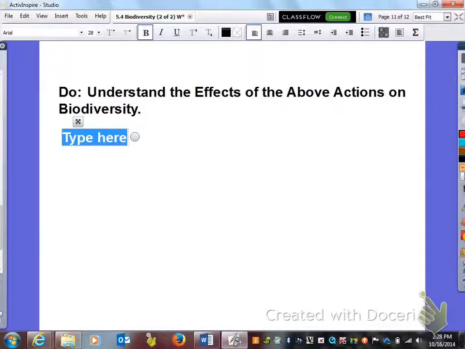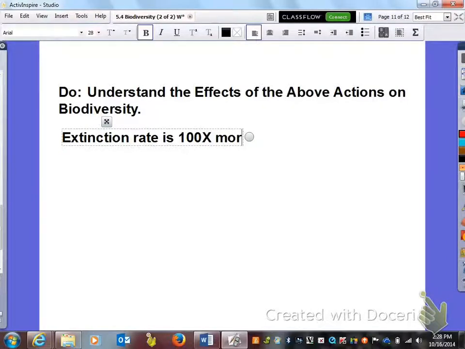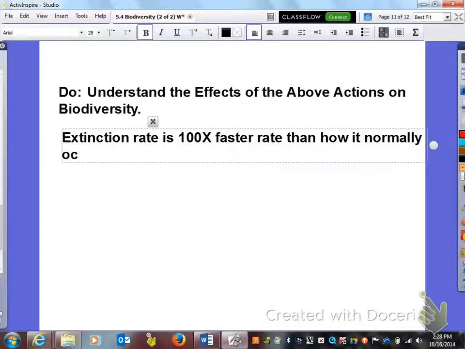So here are some statistics that I want you to include. The extinction rate is 100 times faster, folks. That's impressive. Extinction rate is 100 times faster than how it normally occurs. And again, that's because of us.